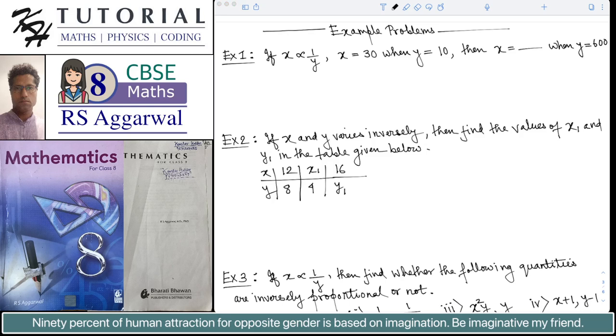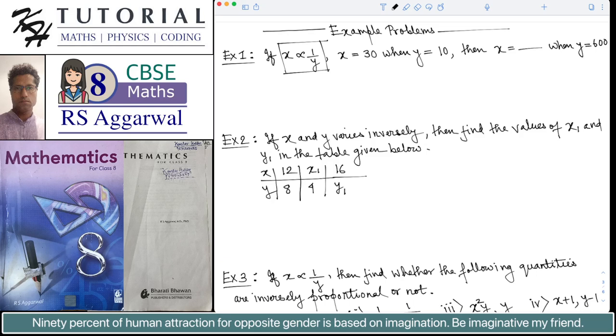the first question says that if x varies as 1 by y, you can always remember that this means that the quantities x and y are in inverse proportion, that is, x and y vary inversely with each other, or you can say that xy will be a constant. So it is given that x and y are in inverse variation, and when the value of x is 30, the value of y is 10, then find the value of x when y is 600.